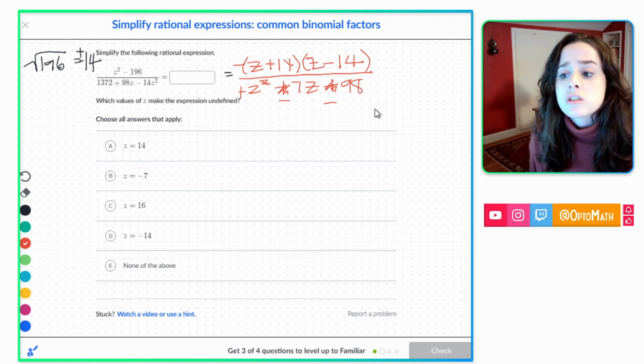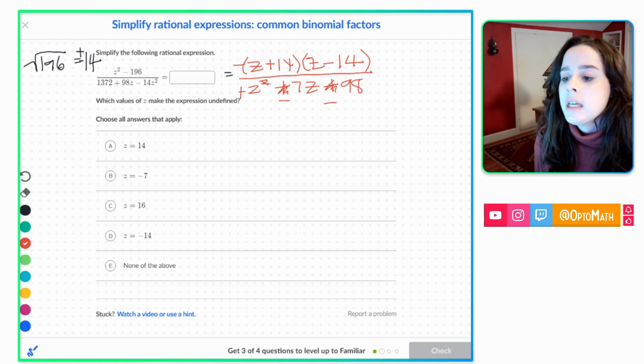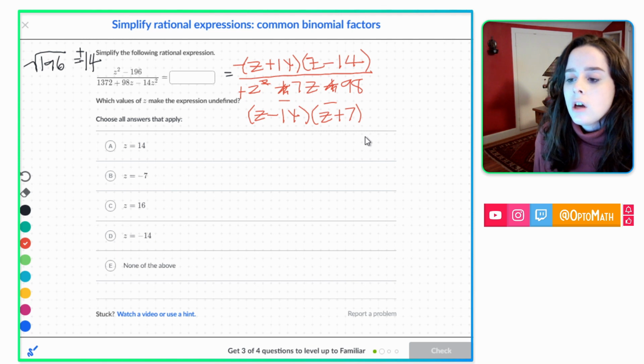So we have to find factors of 98 or negative 98 that add to negative 7. 98 divided by 7 is 14. So we have negative 14 and positive 7 for our denominator. So I'll just write that below here. Plus 7. Okay, so that's our denominator.